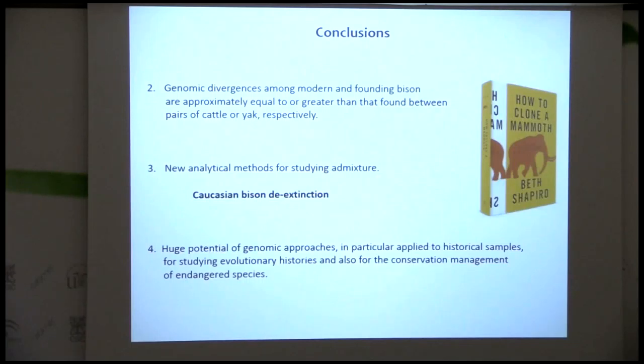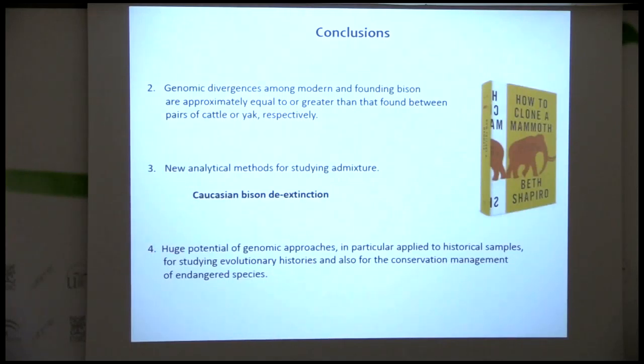In our studies, we have also revealed that genomic divergence among modern and founding bison is similar to that found among domestic cattle and greater than that found among yak. So the European bison captive breeding program appears to have succeeded in retaining a reasonable level of genetic variability in modern populations. However, the extinction of Caucasian bison was clearly accompanied by a huge loss of diversity, which was indicated by the substantial pairwise nuclear genomic divergences between Caucasian and modern bison.